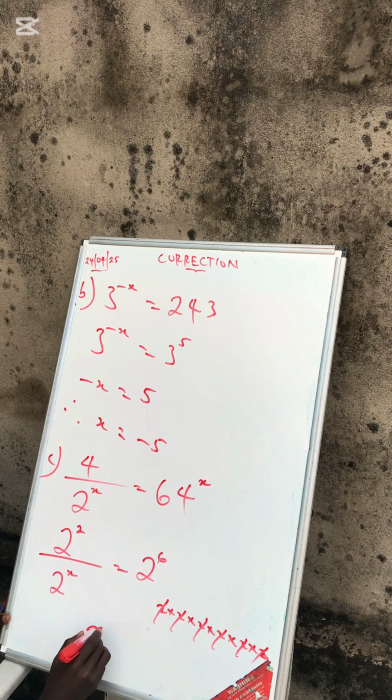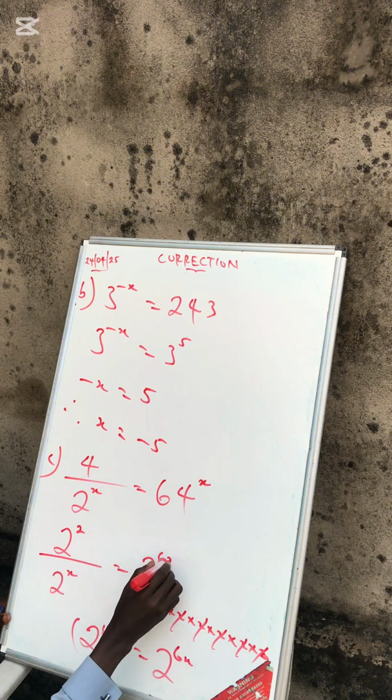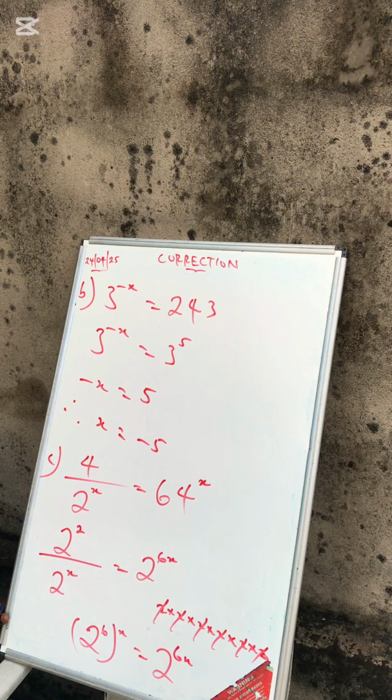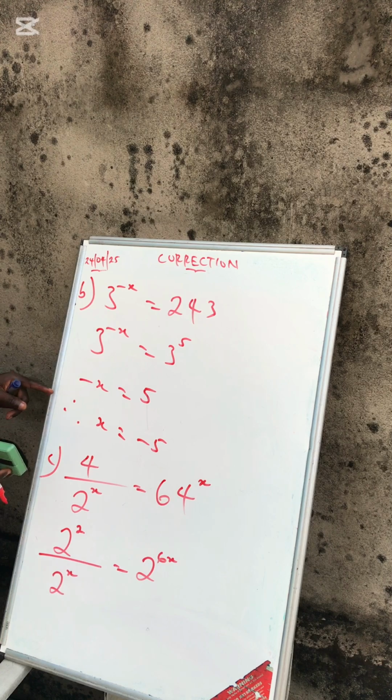And you know that 2 raised to power 6 raised to power x is the same as 2 raised to power 6 times x, 2 raised to power 6x. Do you understand? Yes. Are you sure? Yes. Good. So what does that mean? 2 raised to power 2 divided by 2 raised to power x is what? Have you copied this?